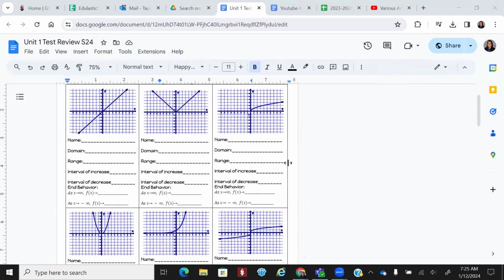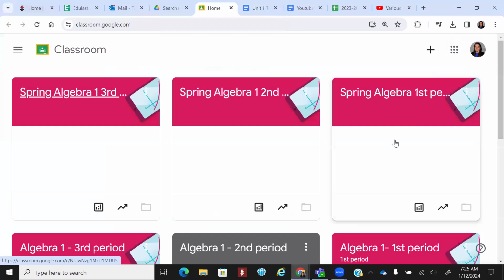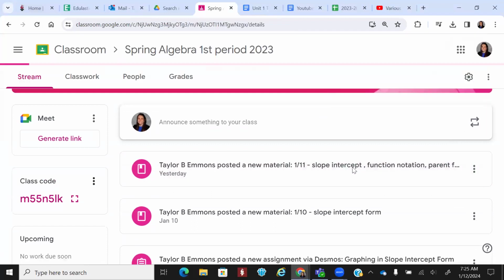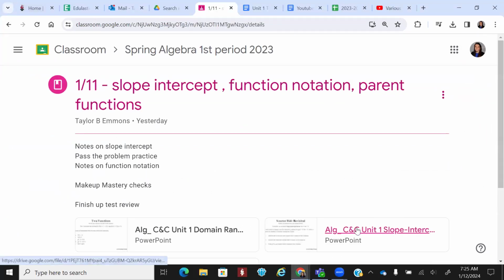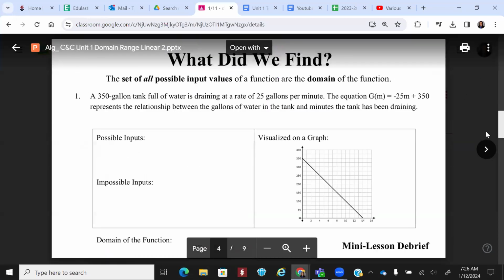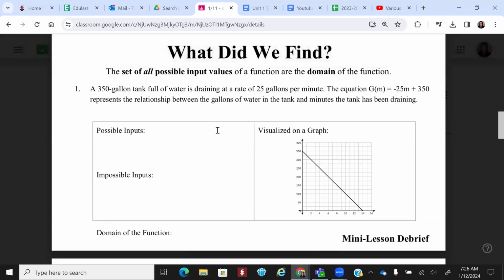One thing I do want to talk about is, remember how yesterday we were talking about word problems? And actually, I think I'm going to pull that up. One moment. We were talking about word problems and in-context domain stuff. And it was a little trippy because it wasn't like all the other stuff that we've done. There we go. Domain. Okay, so like this one. You remember this one? Okay. So we had a 350-gallon tank and water's draining, right? There's the equation. And we're trying to figure out what the domain is.